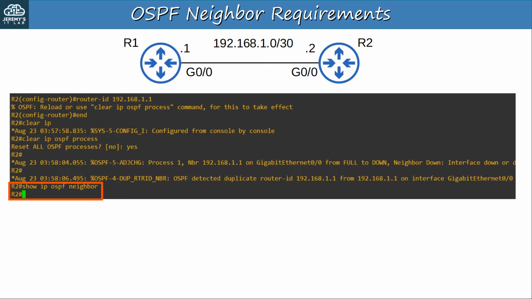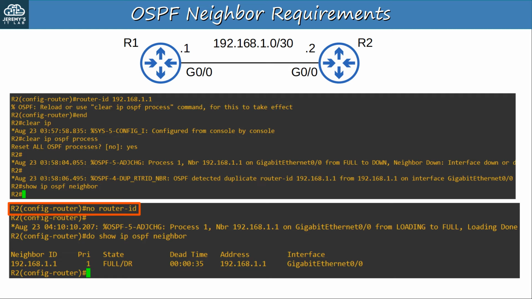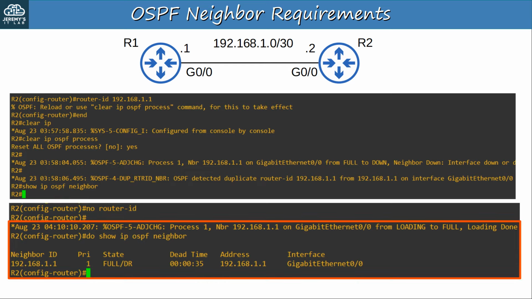So let's fix this. I removed the manually configured router ID with no router ID. Note that you don't actually have to specify the router ID when removing the command. No router ID has the same effect as no router ID 192.168.1.1. Both remove the command. This time, without having to reset the OSPF process, R2's router ID returns to 192.168.1.2 and the neighbor comes up again.